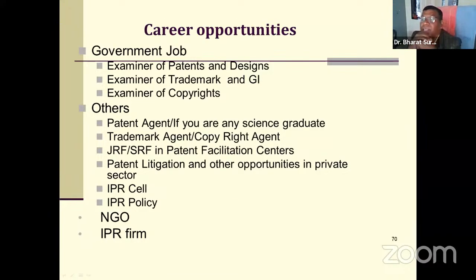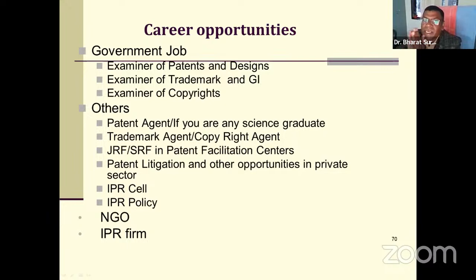Now, what are the career opportunities for the students who are eligible? If you want to come into the government of India as an examiner of patents and design, you should have a qualification of MSc Chemistry, Biotechnology, Microbiology, Physics, or any branch of BE, depending upon the vacancy and advertisement. There are two papers, one objective and one descriptive. Qualify the UPSC, then you will be selected as a government officer, as an examiner of patent and design.